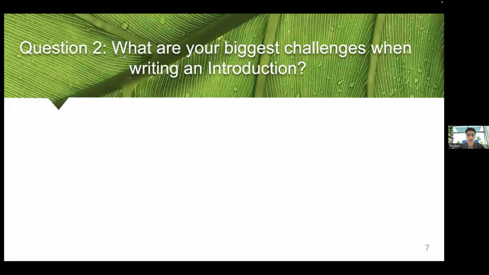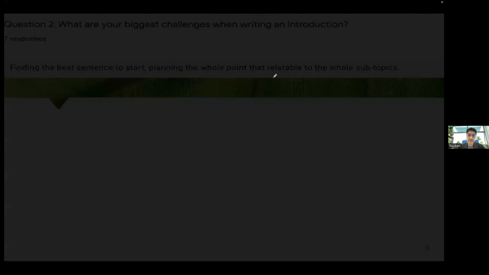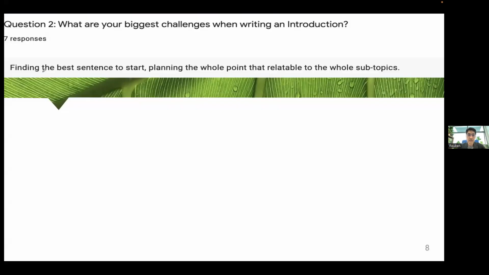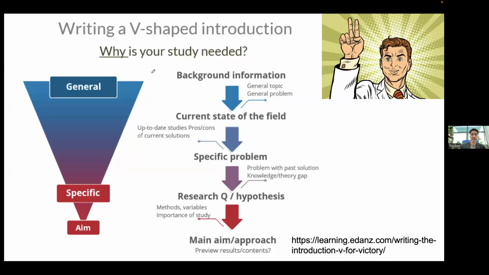All right, question 2. What are your biggest challenges writing an introduction? Well, someone said that finding the best sentence to start has been a real issue. Like, how do you start? I think last week we mentioned what the introduction format looks like. Start with a macro overview before you zoom down. And indeed, you might want to follow this V sign as your guide.